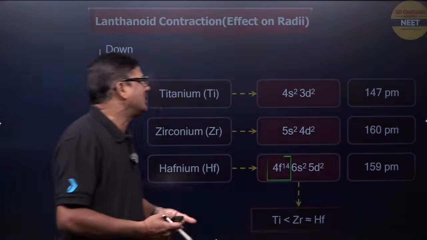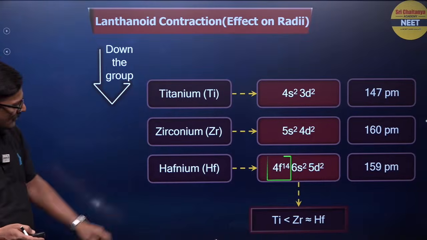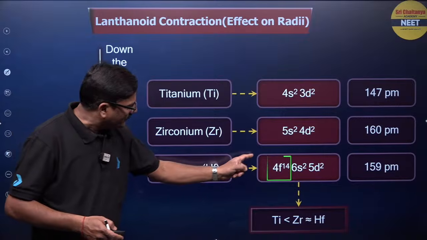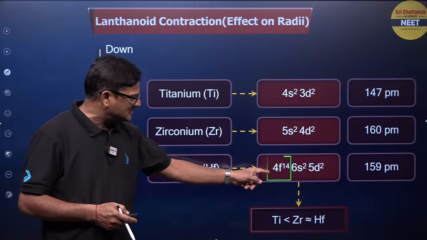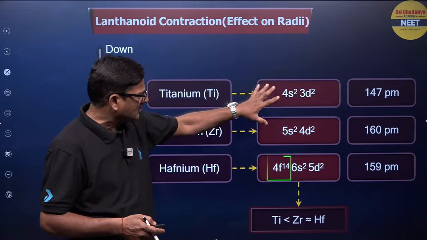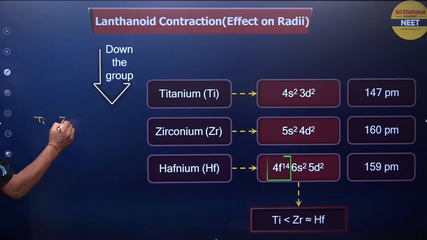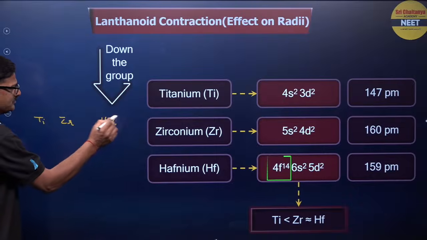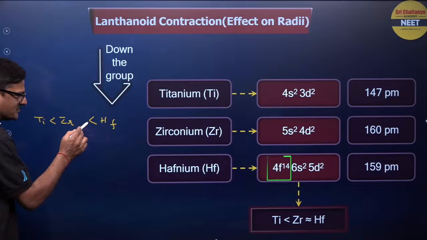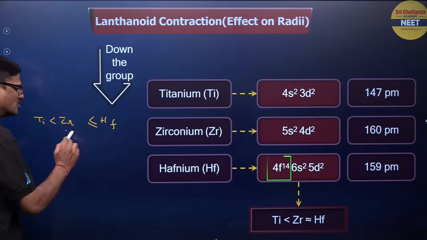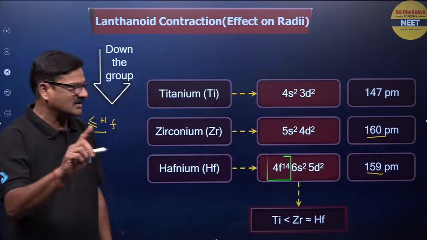Now moving ahead, titanium, zirconium and hafnium. When you see hafnium, there is a 4f14 orbital involvement. Because of this poor screening effect, what we expect for titanium, zirconium, hafnium is this, but due to poor screening effect it will be like this, so both are nearly equal. Do not learn the values by heart.